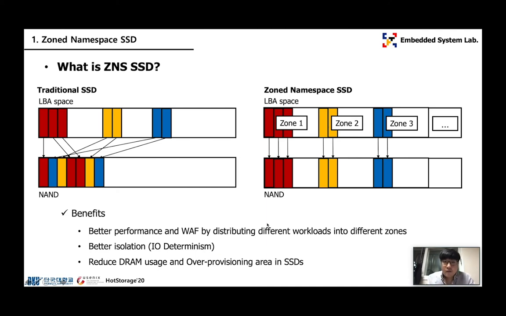Okay, now let's talk about what is zoned namespace SSD. Unlike the traditional SSD, ZNS SSD divides its address space into multiple zones, as shown in this figure. Dividing the address space into different zones provides several benefits. The first benefit is that by distributing different workloads into different zones, we can obtain better performance and WAF. Second, it supports better isolation, called I/O determinism, among zones. Finally, it can reduce the DRAM usage and overprovisioning area by reducing the FTL functionality in SSDs.